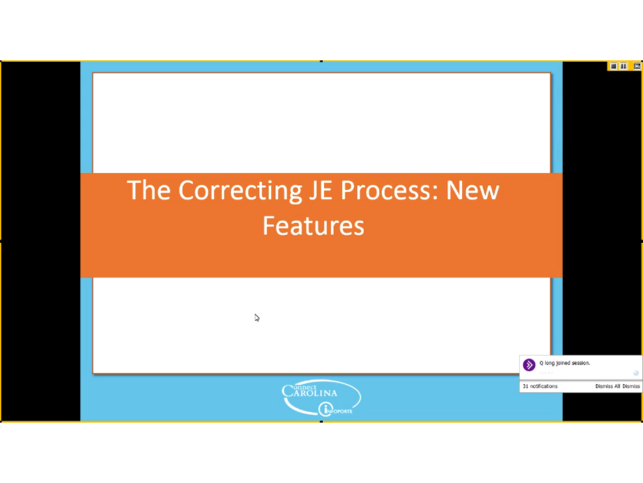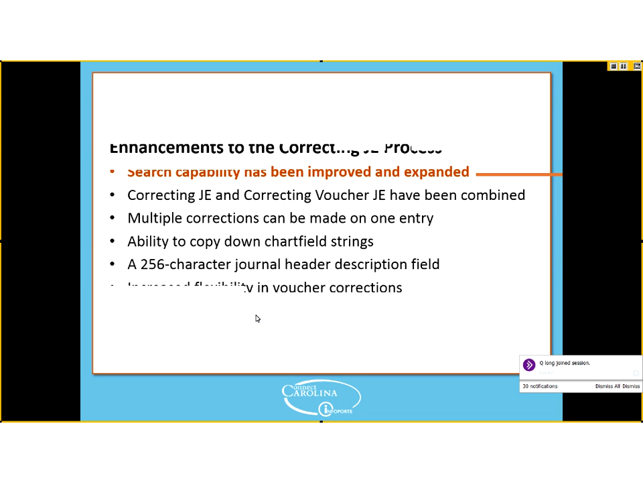Okay, so moving on to the new. Let's talk about some of the new features with the Correcting JE process. As far as the enhancements, the first is highlighted in orange because that's the first one that we will cover here. But the search capability has been improved and expanded, and we will show you what that looks like. Furthermore, Correcting JE and Correcting Voucher JE journal entry types have been combined into just one correcting type. You can now make multiple corrections on one entry. So I can hear your applause in the background. So again, you can make multiple corrections in one entry moving forward. So we're excited about that.